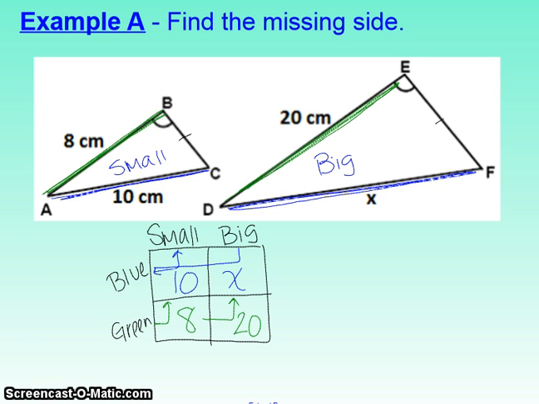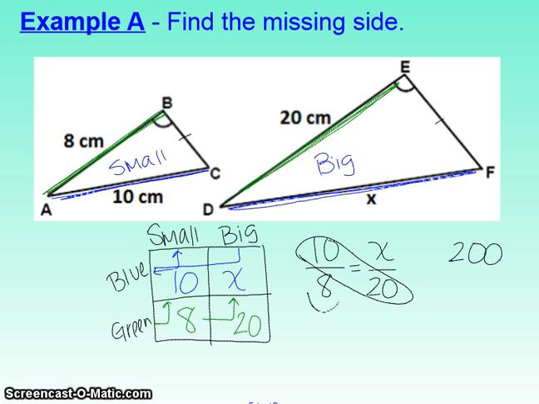So let's go ahead and rewrite this proportion over to the side. So I have 10 over 8 is equal to x over 20. In order for me to solve for x, I have to cross multiply. And I know that 20 times 10 is 200. And then I have to divide by the number that's left, which is 8.